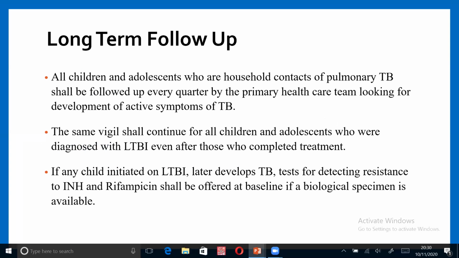The long-term follow-up is also very important. Although we say that monthly they are being followed, their treatment will be over within a period of 3 months. But still, these children should be followed every 3 months for a period of at least 5 years. That means the same vigil with which we are monitoring these children on LTBI should be continued even after completion of treatment. If any child who has been initiated on LTBI later develops TB, it is very essential that we look for resistance to the drugs which we have used, that is INH and rifampicin. It should be offered at baseline for the biological specimens which are available.